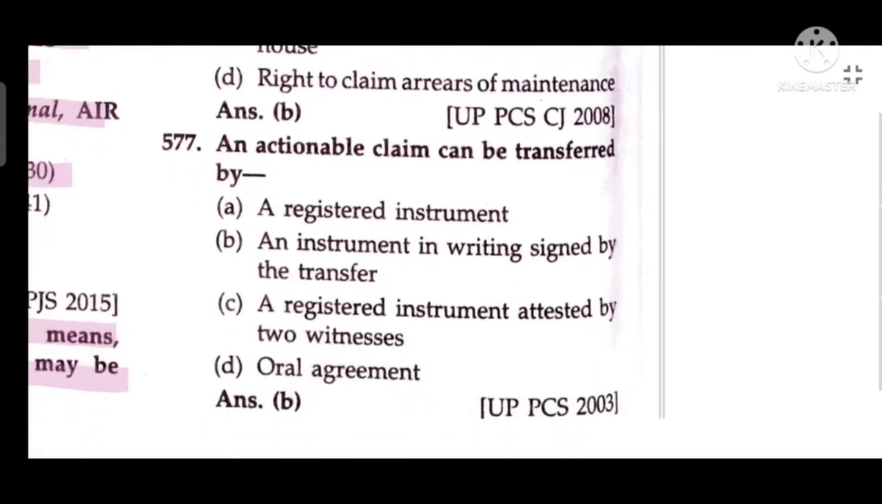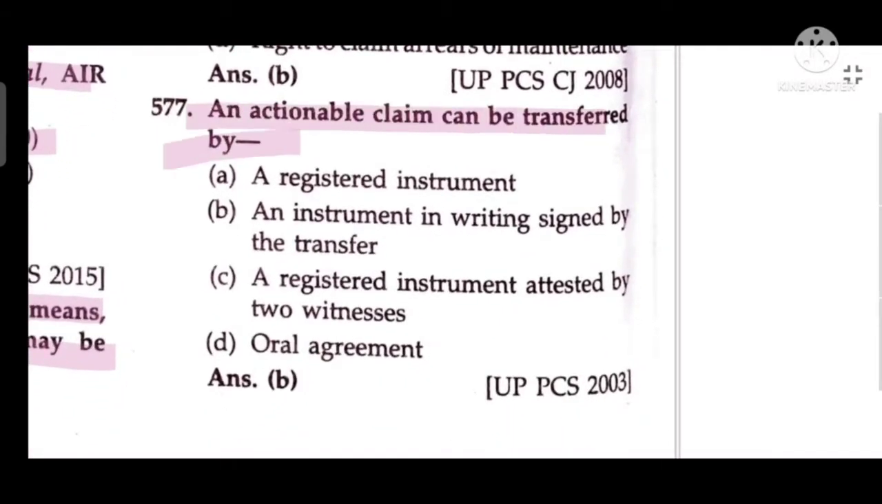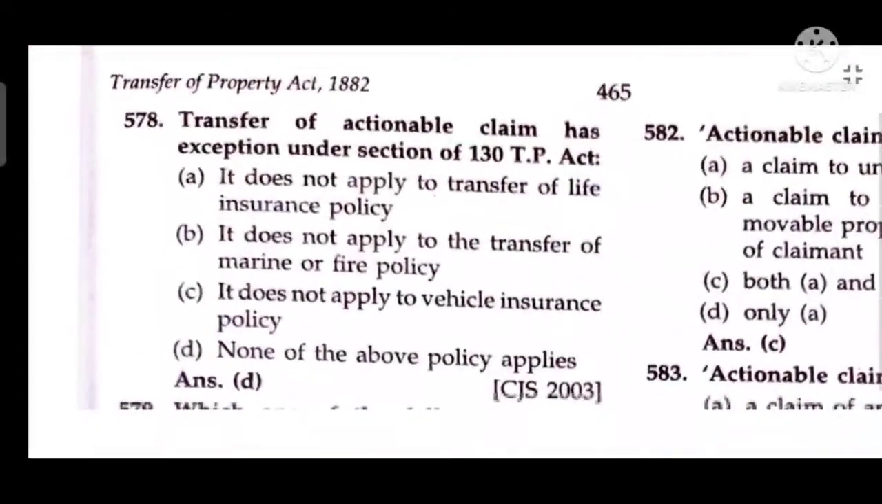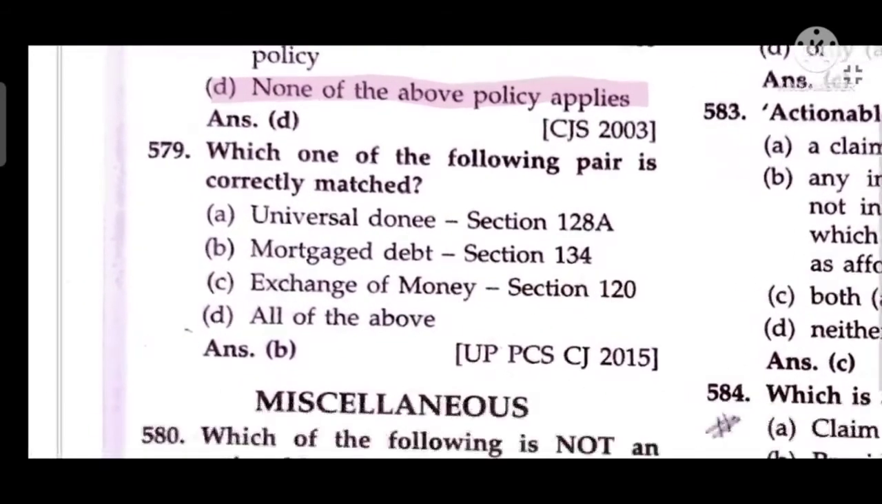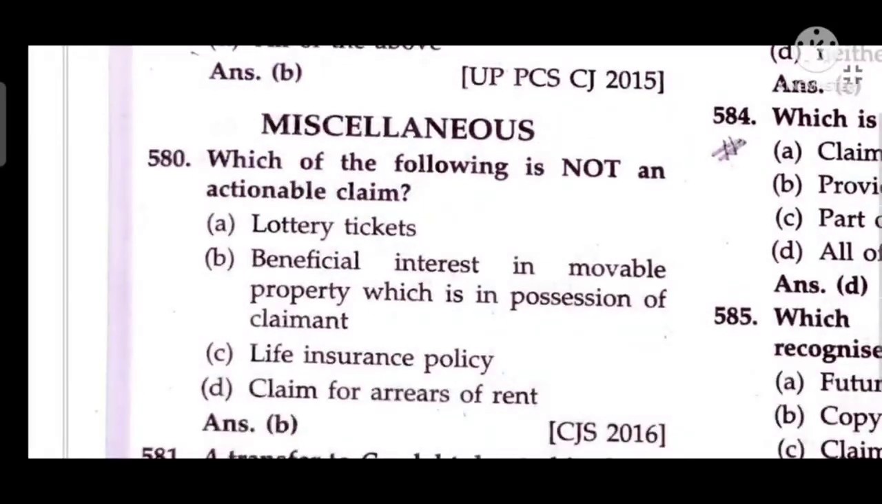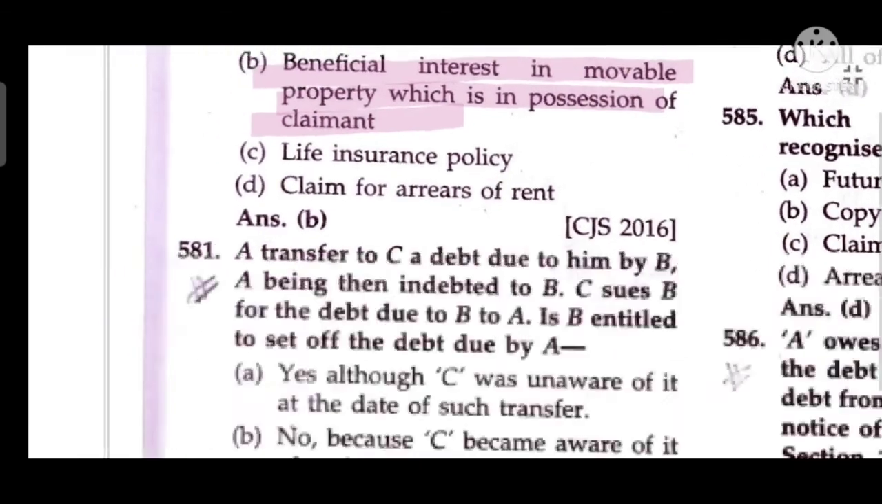a declared sum. An actionable claim can be transferred by an instrument in writing signed by the transferor. Transfer of actionable claim has an exception under Section 130 of the Act. None of the above applies. Which one of the following pairs is correctly matched? Mortgage debt, Section 134. Miscellaneous. Which one of the following is not an actionable claim? Beneficial interest in movable property which is in the possession of the claimant.